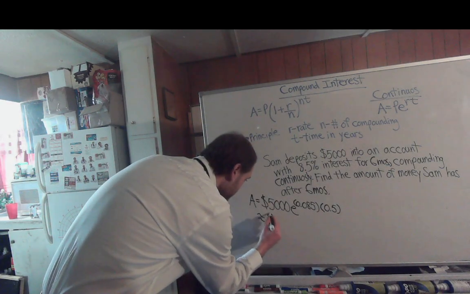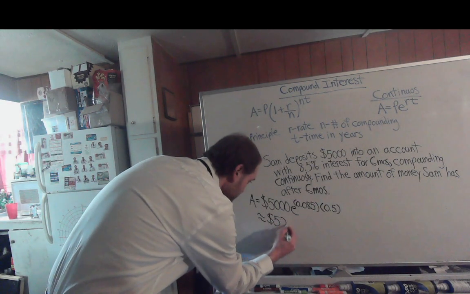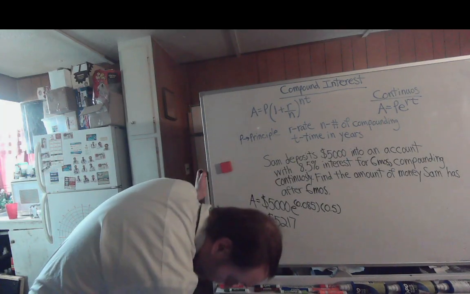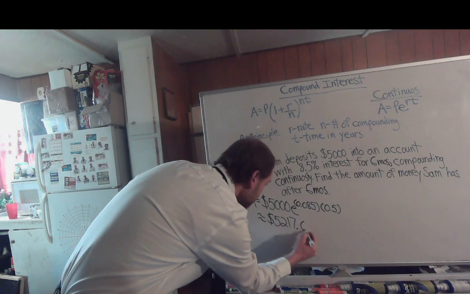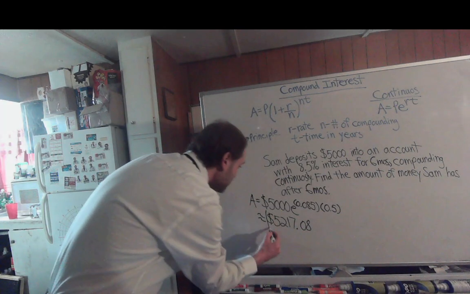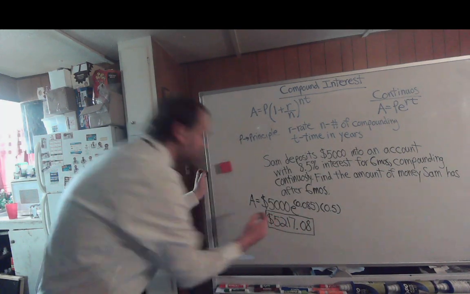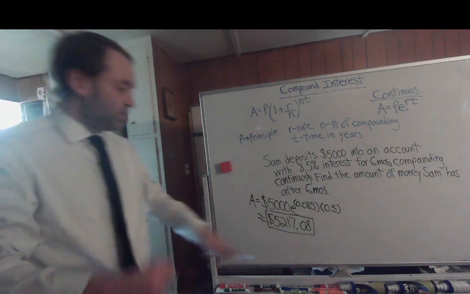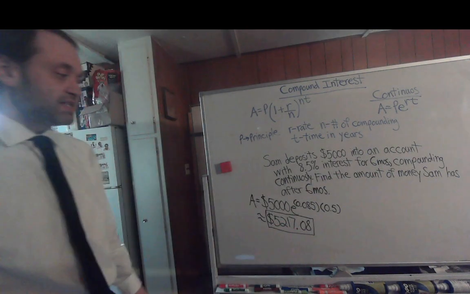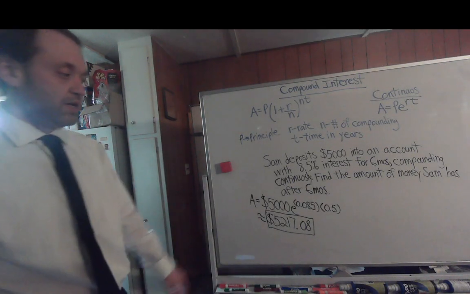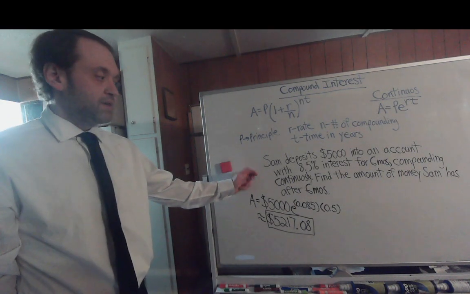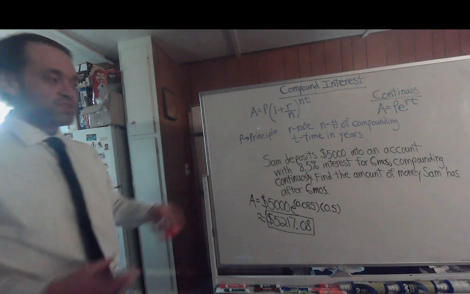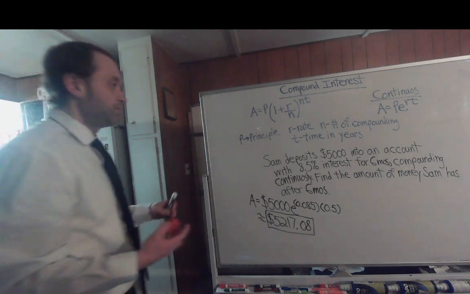So if he leaves it in there 6 months, he's still doing all right. He'll have $5,217.08. So after 6 months, Sam would have $5,217.08. Still not making out terribly if the interest is compounded continuously at 8.5% interest for 6 months.